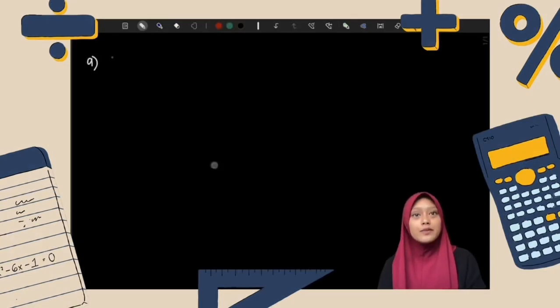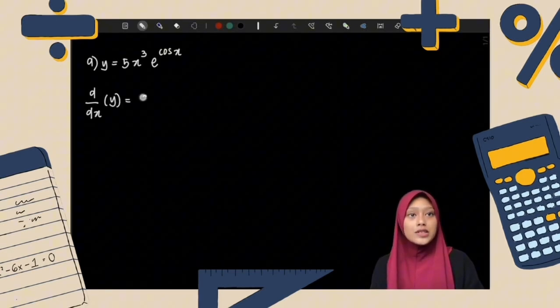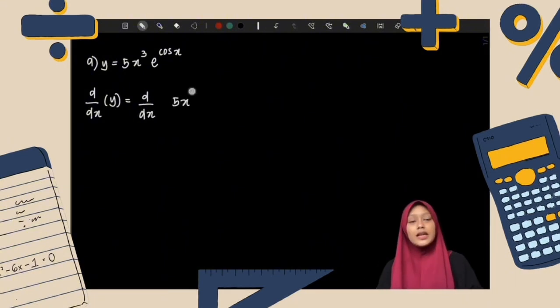Moving on to question number 2, we need to differentiate the function y equals 5x cubed e to the power of cos x with respect to x. Looking at this expression, we can see it's a product of two distinct functions, an algebraic term, which is 5x cubed, and a composite exponential term, e to the power of cos x. To solve this, we need to apply the product rule.